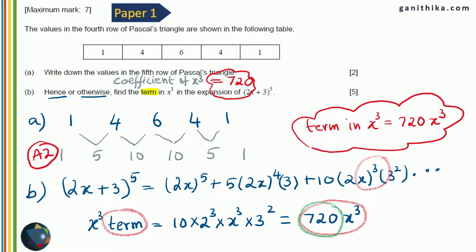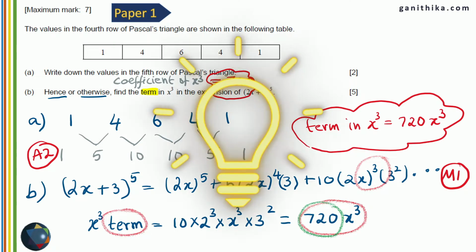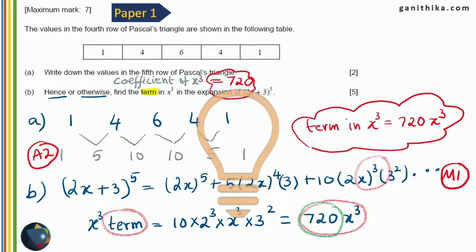Going to part B, method mark for expanding correctly. Again, writing the formula from the booklet will not give you the method mark. Method mark is given only for using the correct formula and substituting the values correctly into the formula. This is the method mark.